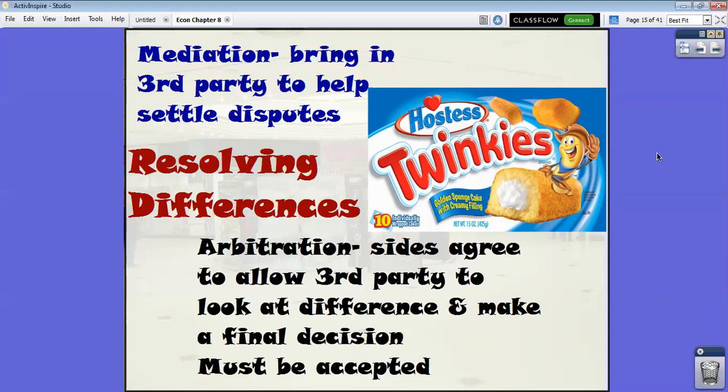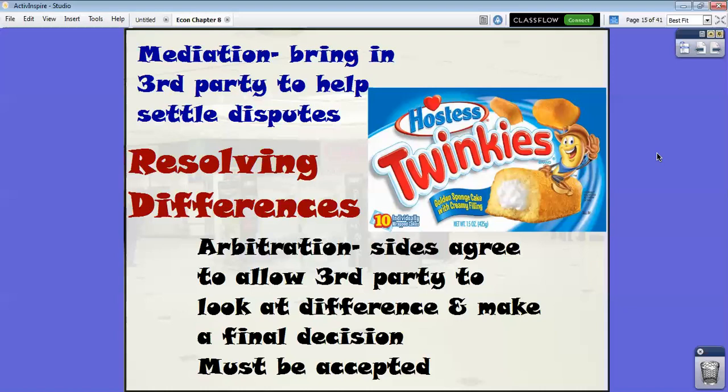When you have a mediation, what the mediator proposes as a good settlement does not have to be enforced. Both sides have the ability to choose whether or not they like the settlement. That's what makes it different from our second way of resolving differences, which is arbitration.